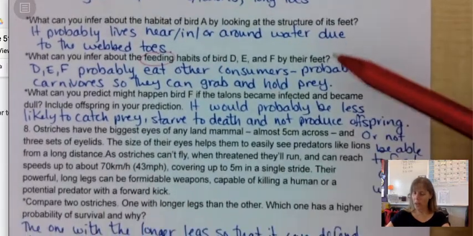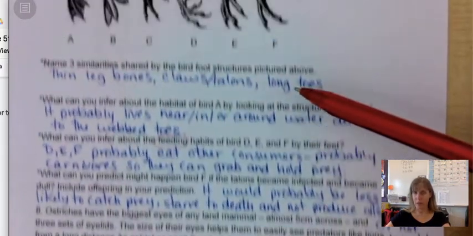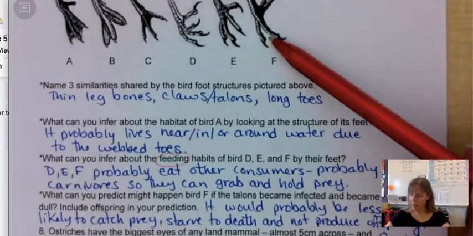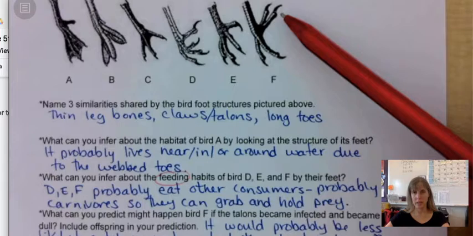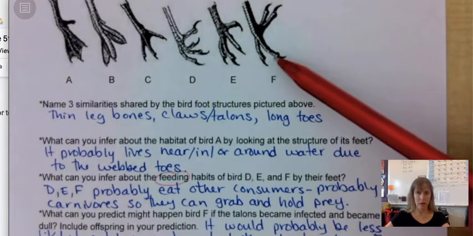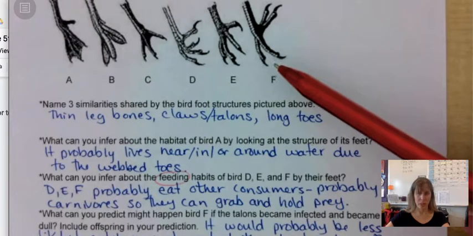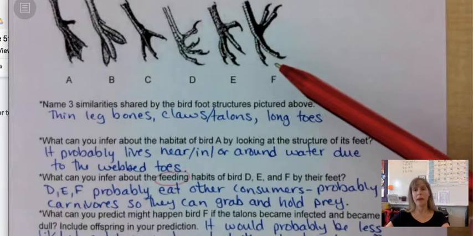Okay, what can you predict might happen to bird F? Okay, so let's look at bird F. If the talons became infected and became dull, include offspring in your prediction. Well, if this bird is using its talons to hold onto its prey and the talons are damaged or whatever, this bird's going to die of starvation because it's not going to be able to hold its prey still or, you know, climb to higher places.